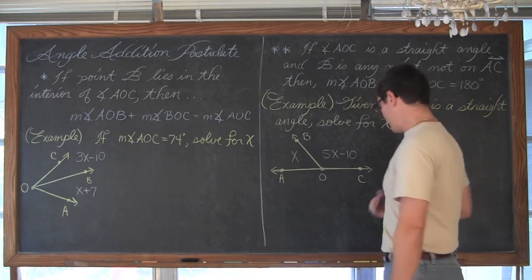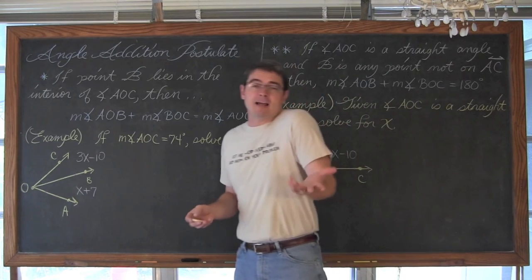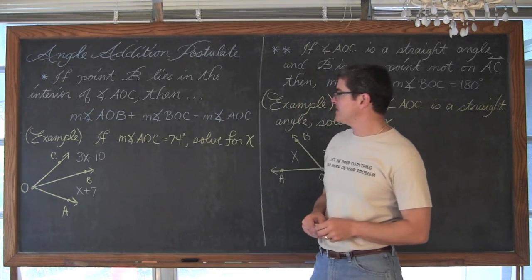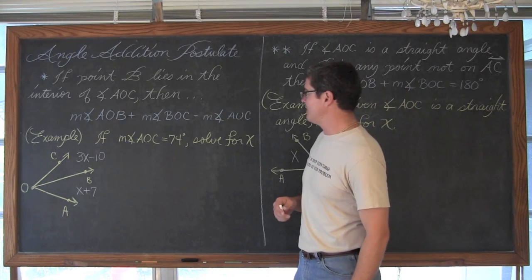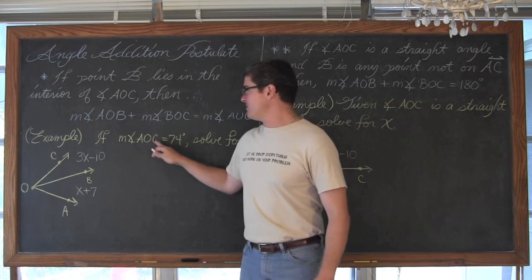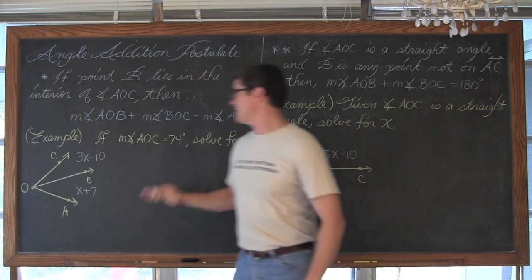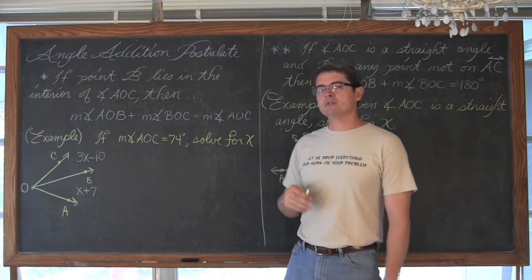Here's what it's going to look like with a little bit of algebra. Got to keep those skills fresh, that's always important. We're still going to be mixing up some algebra with our geometry. So if the measure of the angle AOC, the entire angle around the outside, equals 74 degrees, then let's go ahead and solve for x.